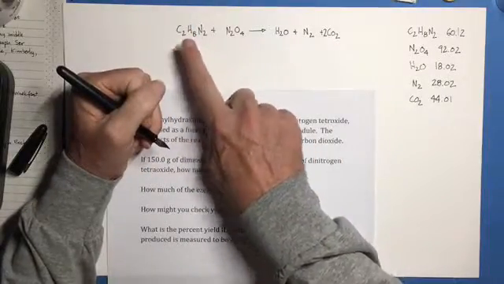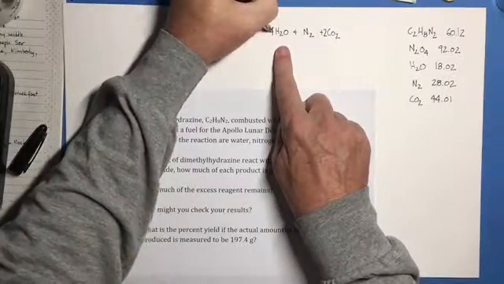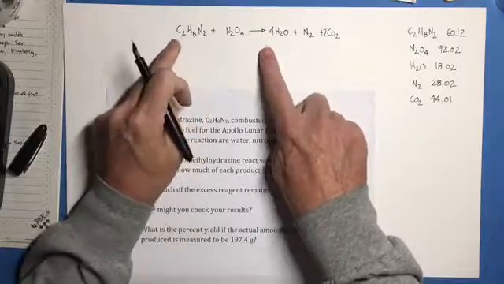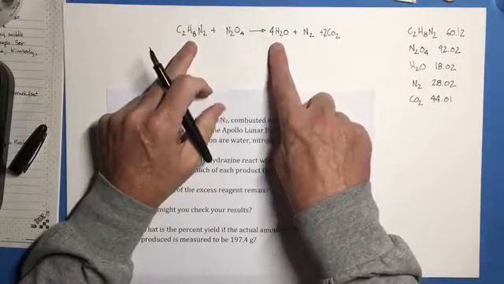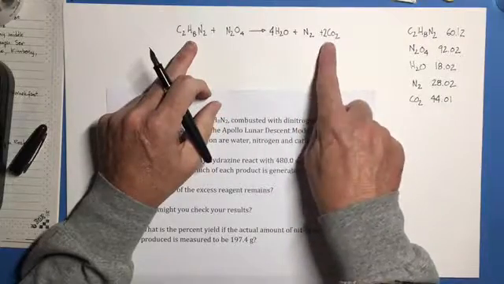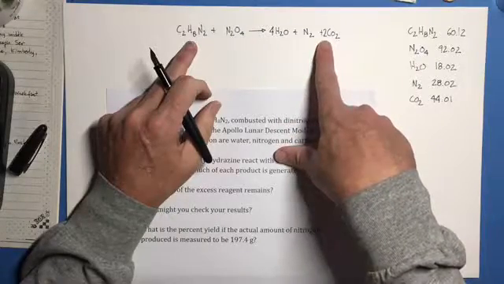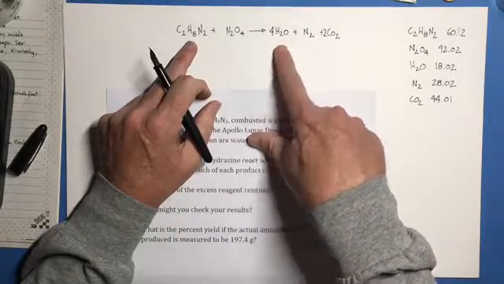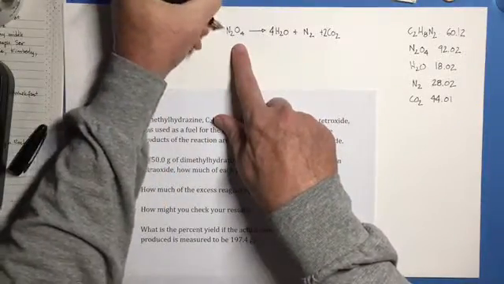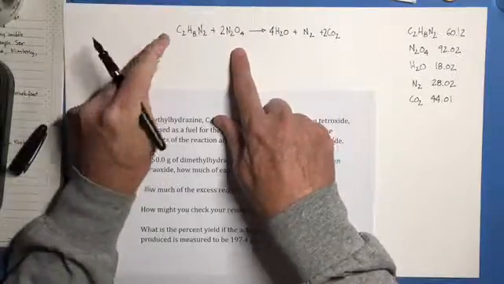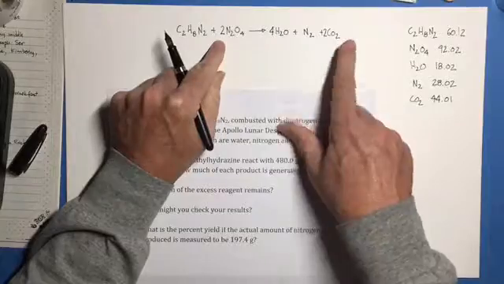I have 8 hydrogens, but only 2 hydrogens. So I'm going to have to put at least a 4 right there. So now I've got 2 carbons, 8 hydrogens, 8 hydrogens. Now putting that 4 and that 2 there has changed the number of oxygens I have here. So that is going to be 4 oxygens, 4 for a total of 8 oxygens. So it looks like I will need a 2 right here. So now my carbons are good, hydrogens are good, and oxygens are good.